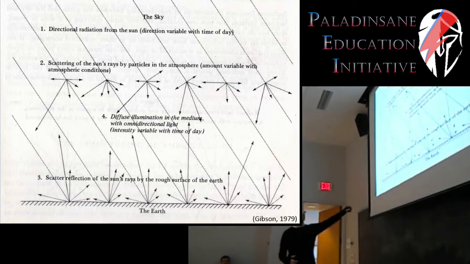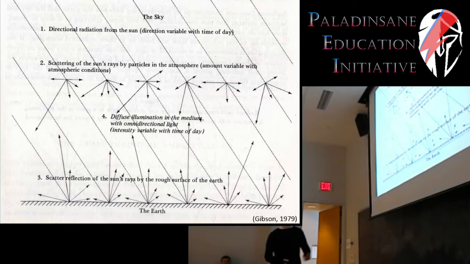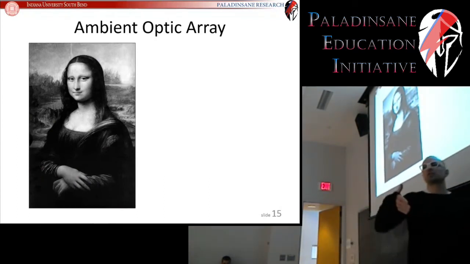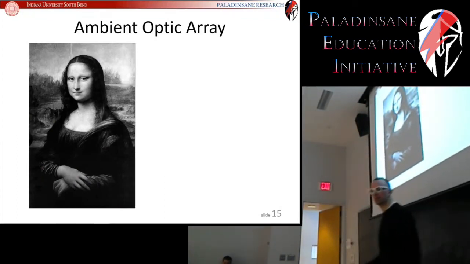So, to give you another example of what this means for us. Oh, and you can see Gibson 1979 right down there. It's important to know the year. So, given this idea, what is ambient versus directional radiation? What would it look like?